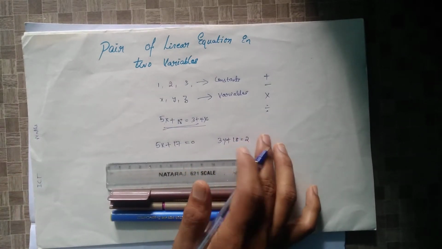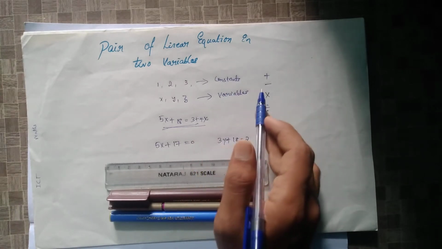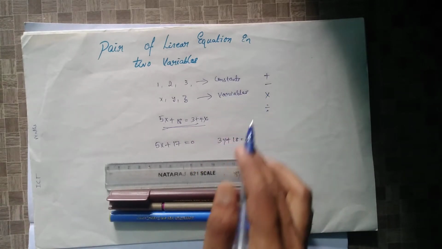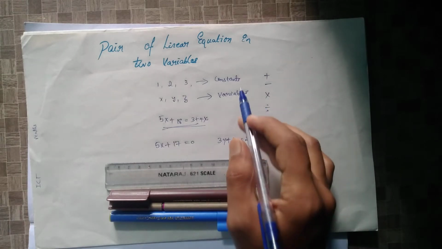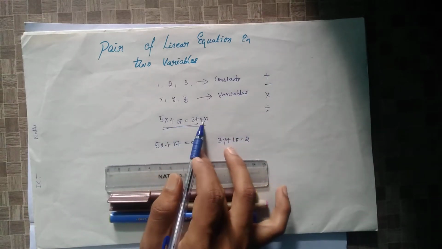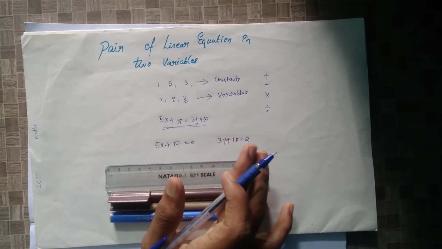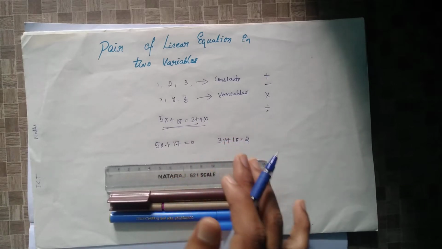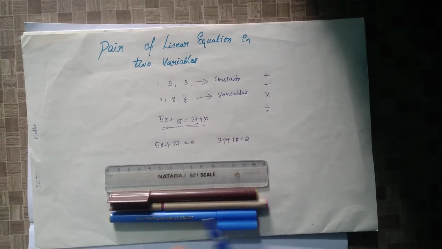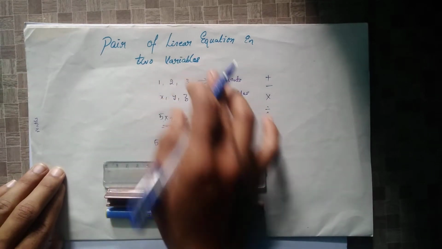A linear equation consists of constants, variables and arithmetic operations. This is a linear equation: 5x plus 18 is equal to 3 plus 4x. It is also called an algebraic expression. You have already learned about monomials, binomials, trinomials and polynomials in your previous classes. So today we are going to learn about linear equations.